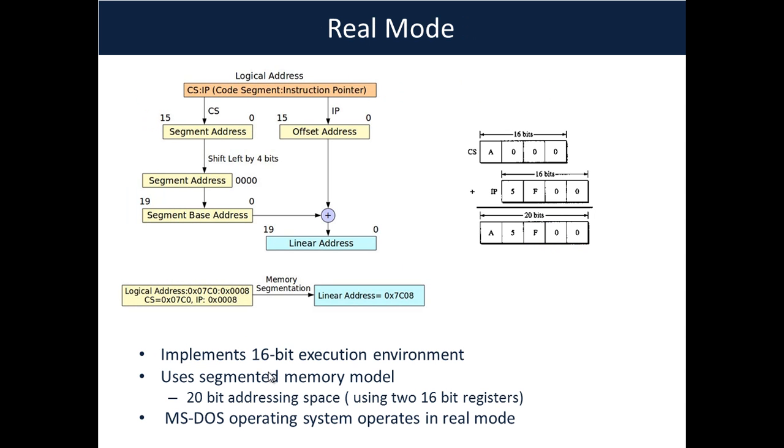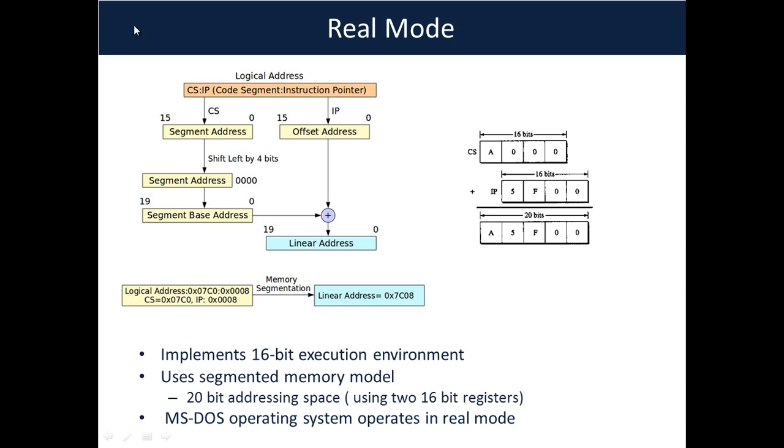So what is real mode? Well, as mentioned previously, real mode is basically a 16-bit execution environment in which all registers are 16 bits in size. Also, real mode uses segmented memory and has a 20-bit addressing space using 2 16-bit registers. The most popular operating system which runs in real mode is MS-DOS, which I think all of us are familiar with. This is the Microsoft Disk Operating System, as it is called. So how, using 2 16-bit registers, are we able to address 20 bits of address space?